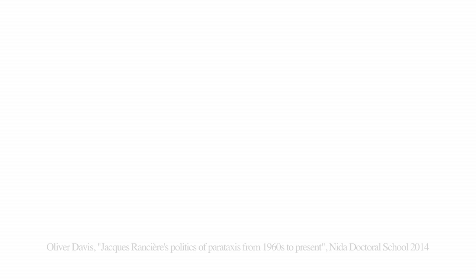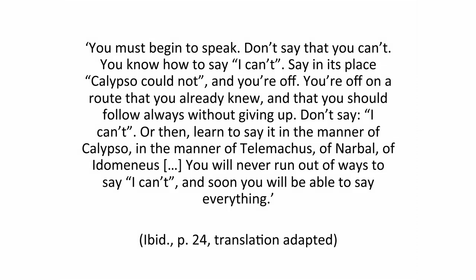In other words, he has to show no apparent sympathy. This is a quotation that I like to reproduce. So faced with a student who says, I can't do this, I can't paint. In this example, it's, I can't recite these lines of Télémaque from this parallel text edition. Jacotot will say, you must begin to speak. Don't say that you can't. You know how to say I can't. Say in its place, Calypso could not, the first line of Télémaque.